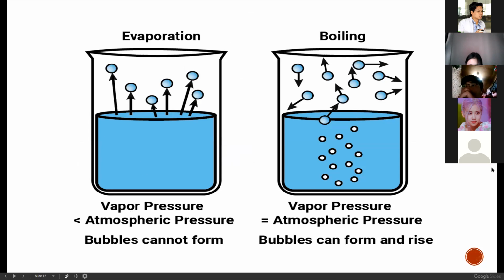Evaporation and the boiling point: bubbles cannot form in evaporation, but at the boiling point, you can actually see some bubbles rising up.